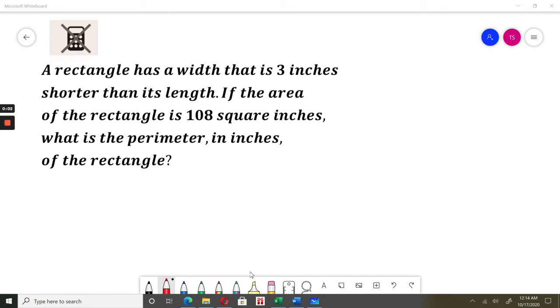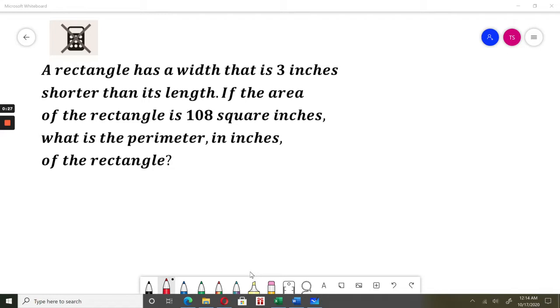A rectangle has a width that is 3 inches shorter than its length. If the area of the rectangle is 108 square inches, what is the perimeter in inches of the rectangle? At this moment, I encourage you to pause the video and solve it by yourself.